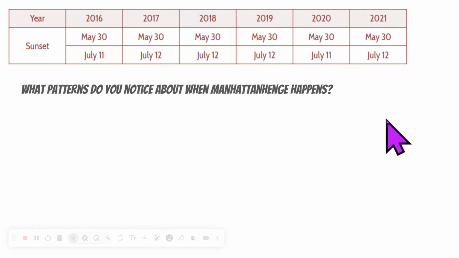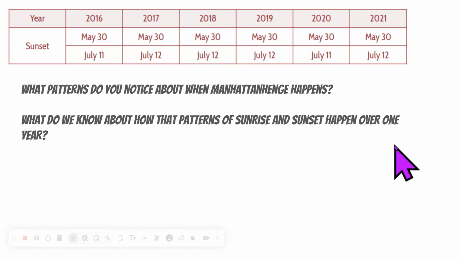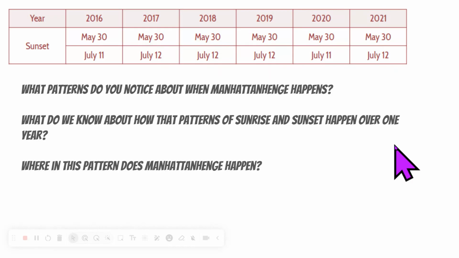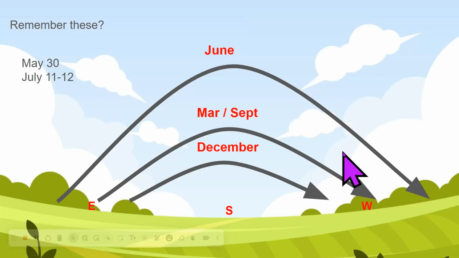What patterns do you notice about when Manhattanhenge happens? What do we know about how that pattern of sunrise and sunsets happens over the year? Where in this pattern does Manhattanhenge happen? So it happens on these dates. But what's the pattern? The pattern is sunrise, sunset, right? Remember these?